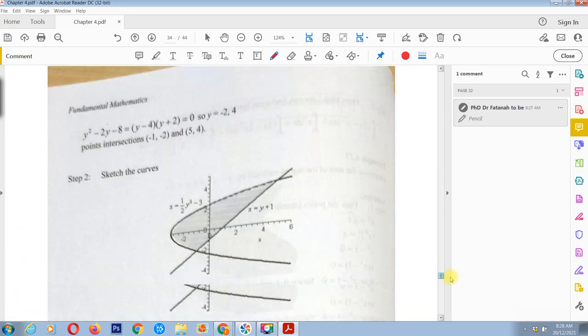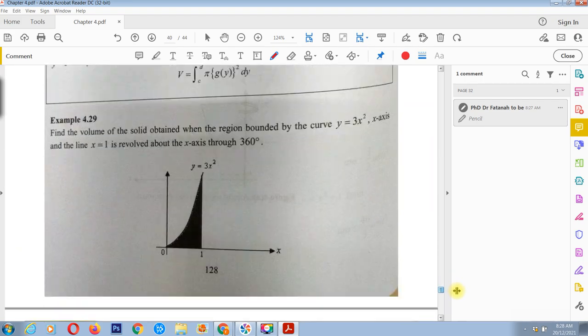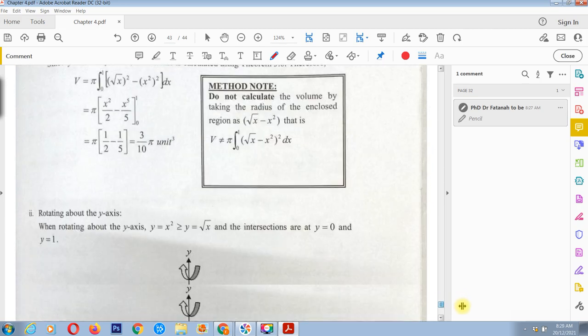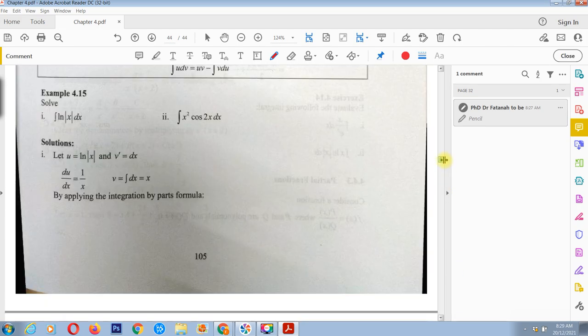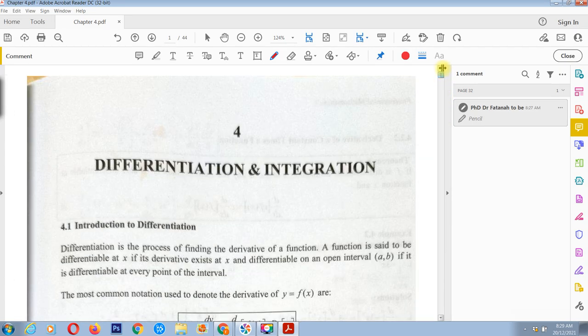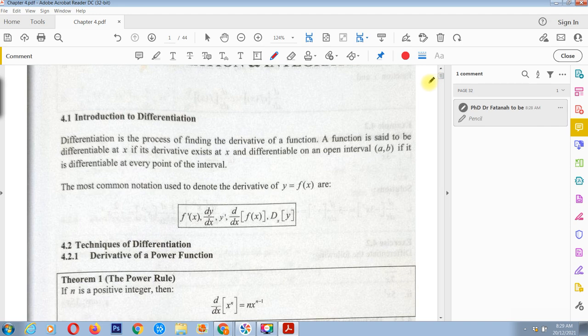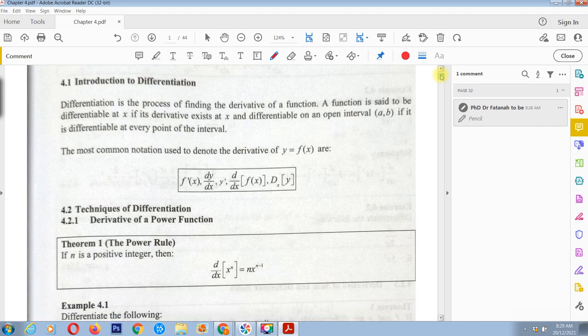So anything else? I think we can get the volume of the shape, and then a lot of information, a lot of application we can get from differentiation and integration. So differentiation meaning the function will what? The function will reduce.